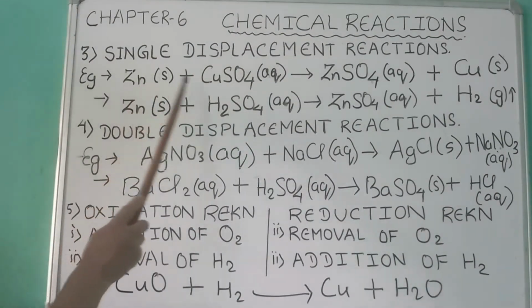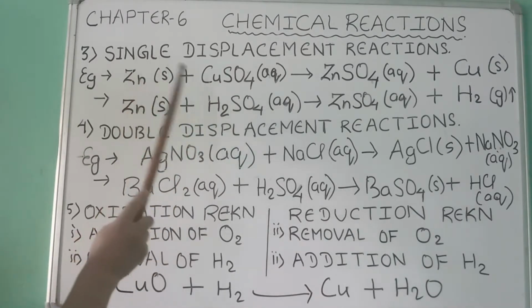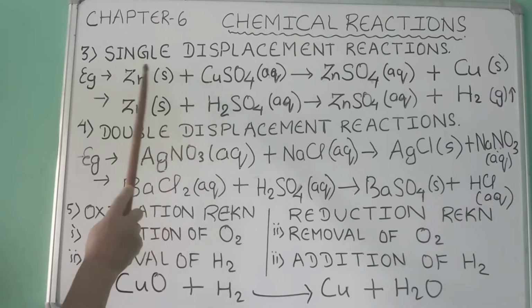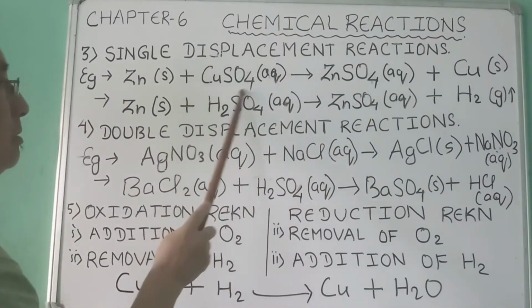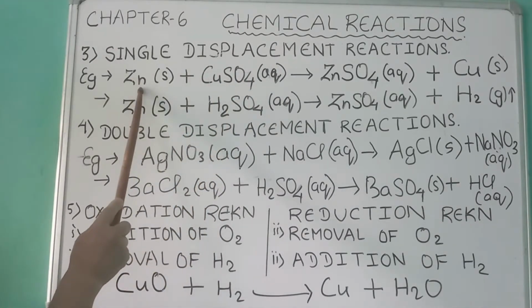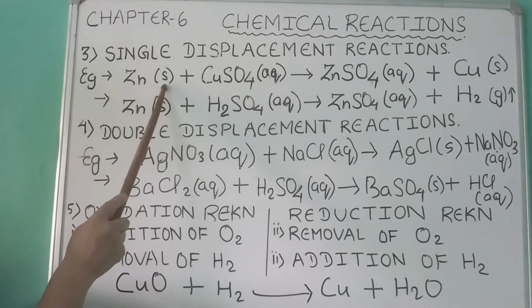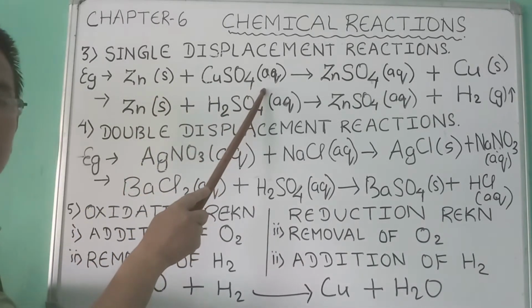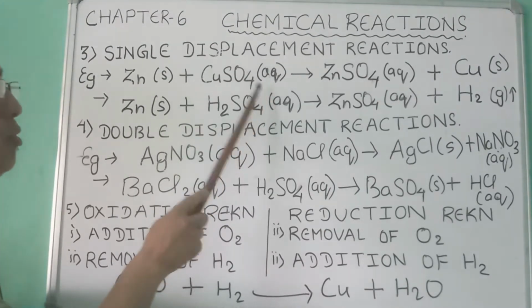Zinc reacts with copper sulfate solution. Here zinc is more reactive than copper. So this zinc displaces this copper from copper sulfate solution, because the position of zinc is higher than the position of copper in the electrochemical series. Here S represents solid and AQ represents aqueous. Aqueous means the solution in water.